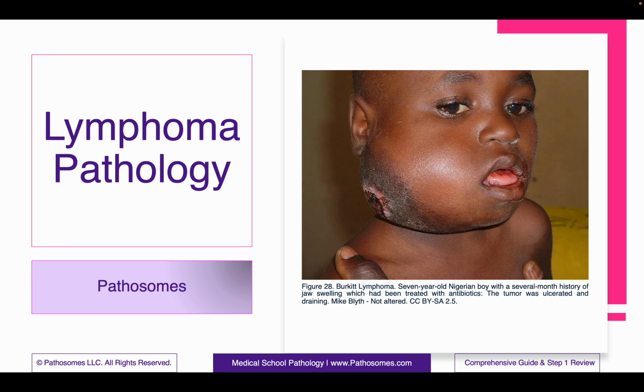Do you recognize this patient? You've probably seen his image somewhere. Burkitt lymphoma, ring a bell? I'm going to be talking about this and much more in today's talk, which is on lymphoma pathology.